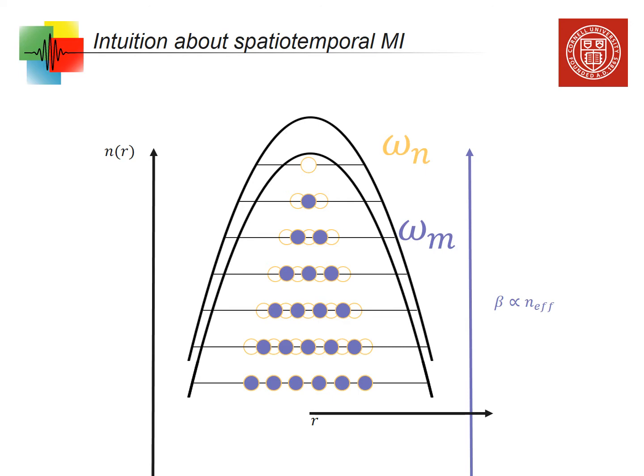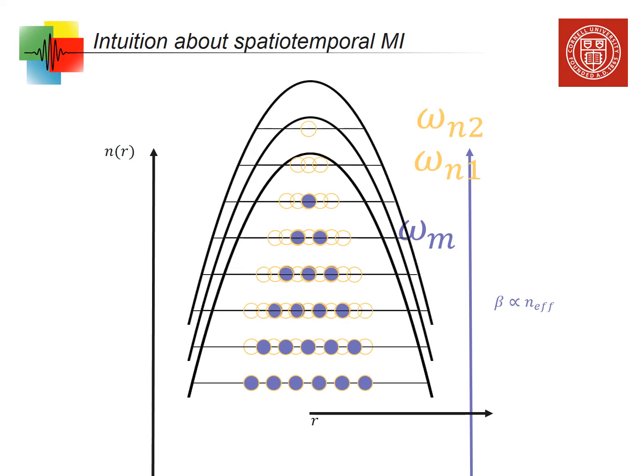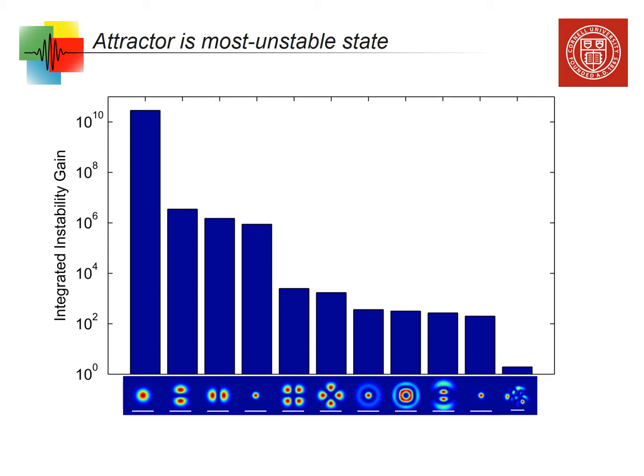So here you see mode group 1 is going to be coupled to mode group 2 at omega n. And there's going to be many like that. And because the nonlinear mode coupling coefficients for the fundamental mode are the strongest, it's also going to be the most spatiotemporally unstable. And in fact, it's exactly what we see in numerical simulations. You can see there's several orders of magnitude, actually quite a few orders of magnitude, stronger instability for the fundamental mode, which is the nonlinear tractor. So the nonlinear tractor is the most spatiotemporally unstable state of the system.